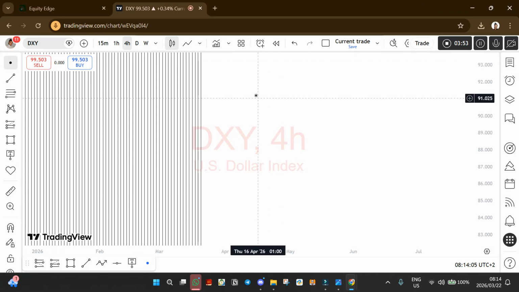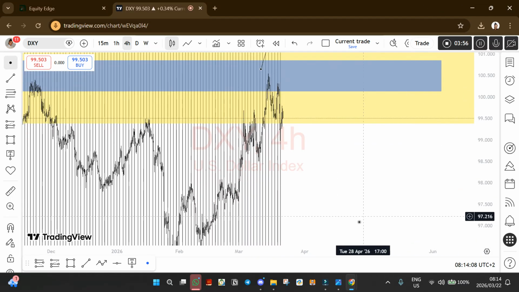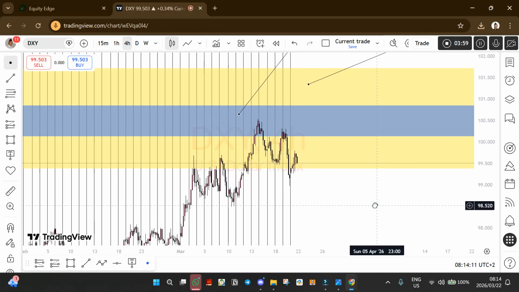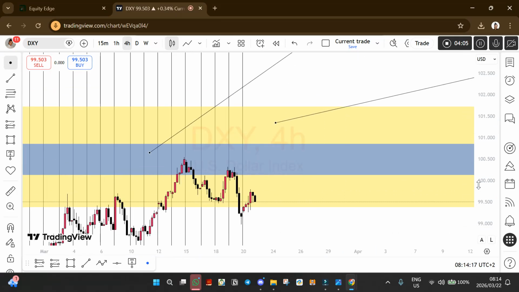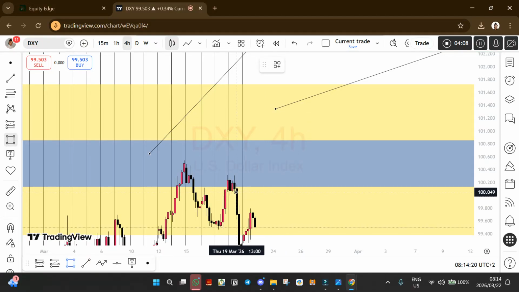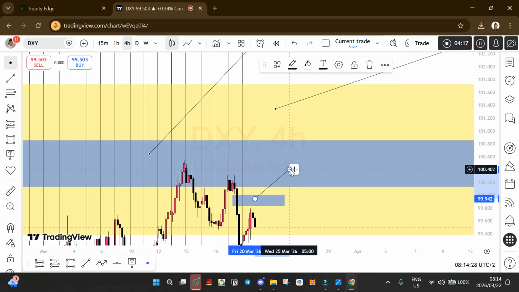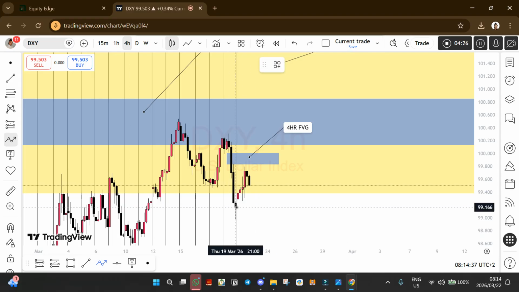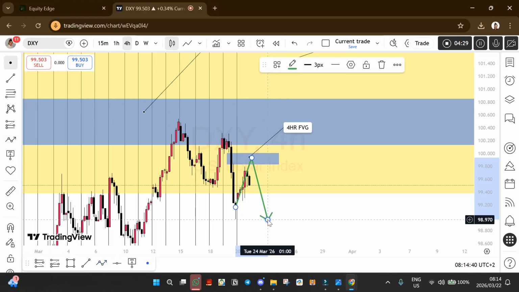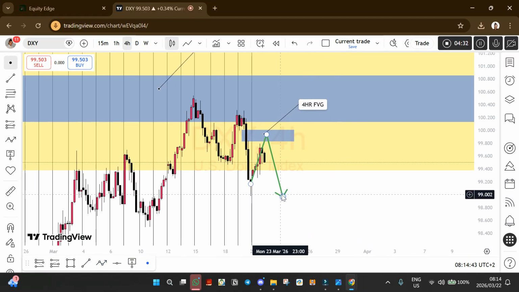Now that we know what's happening on a larger scale, on a bigger picture, now we go down to see what we see. Okay, now I'm seeing a 4 hour order block over here. I mean, not order block, fair value gap. We see a 4 hour fair value gap over here, and usually the market must come in and mitigate it and go down from there and reverse from there. But the market didn't really reverse into that.